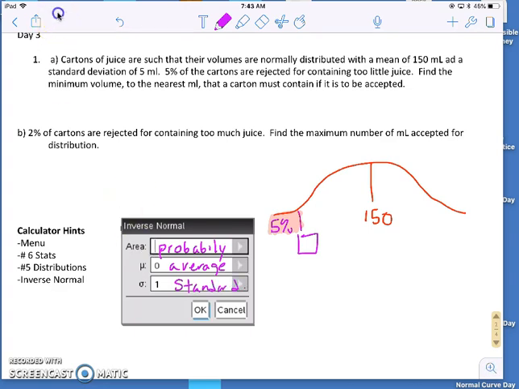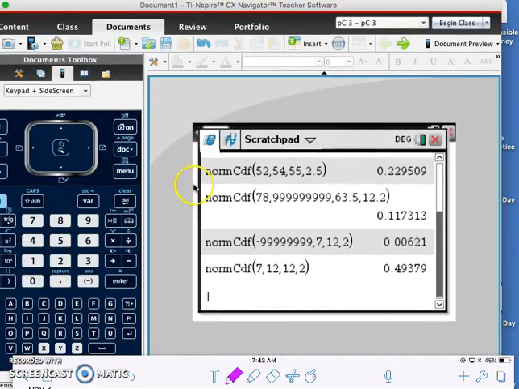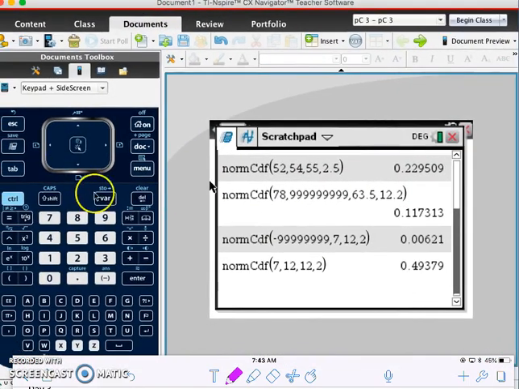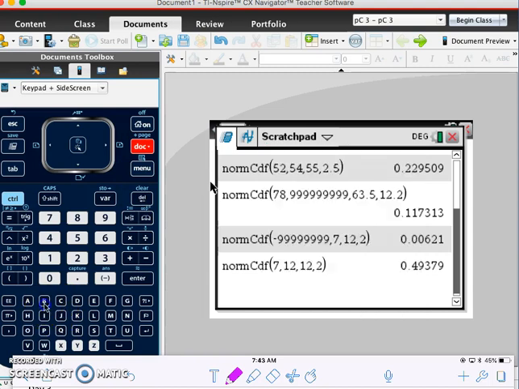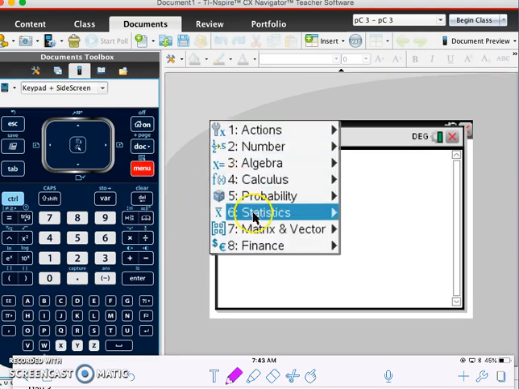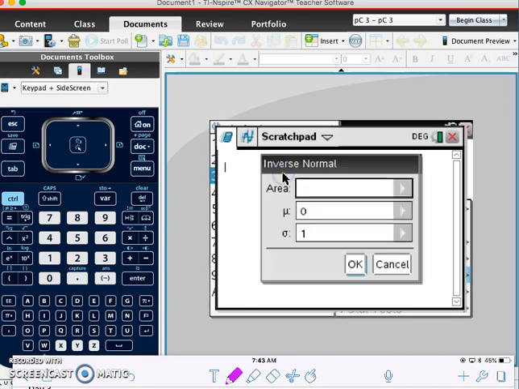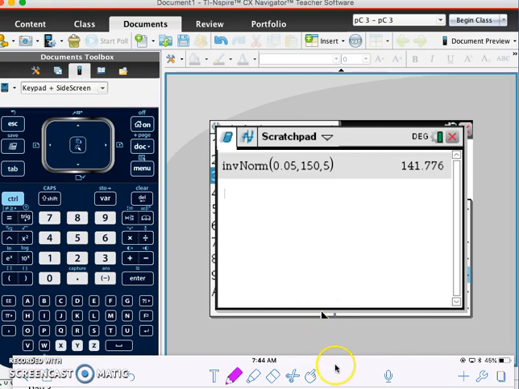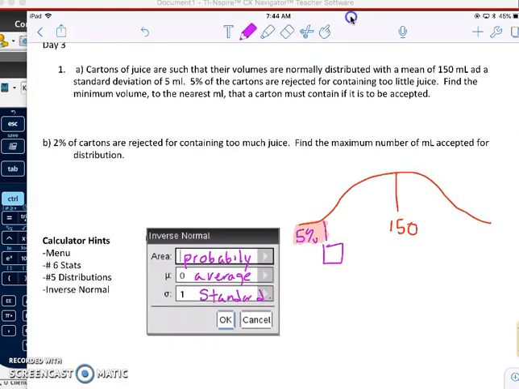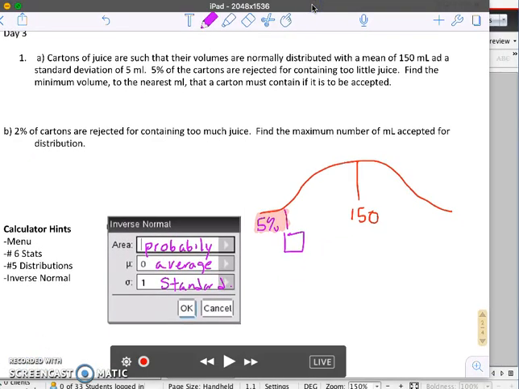So let's see here. If we go to our calculator, I'm going to press Doc B to clear it. Menu, statistics, distributions, and you see here's the inverse normal. So our area was 5%, our average was 150, and our standard deviation was 5. So it tells us 141.8 about. So that means this volume right here is 141.8.